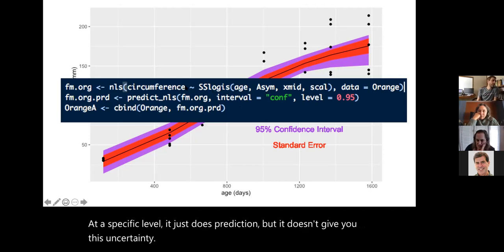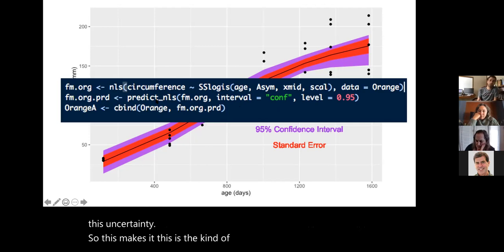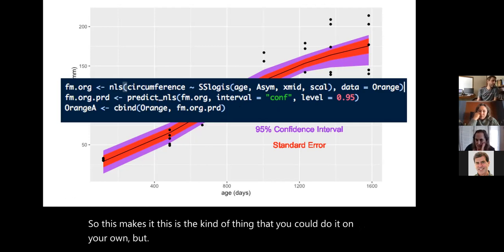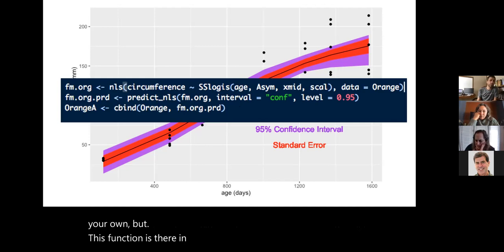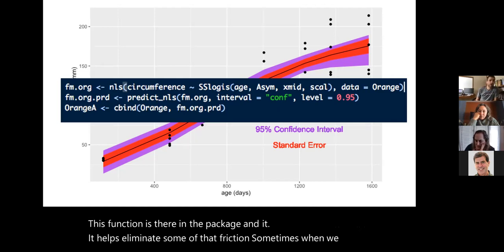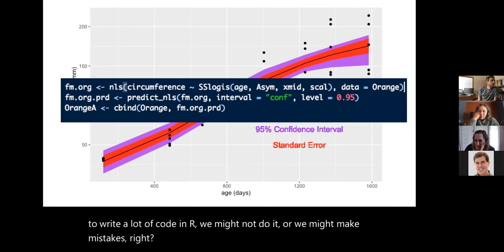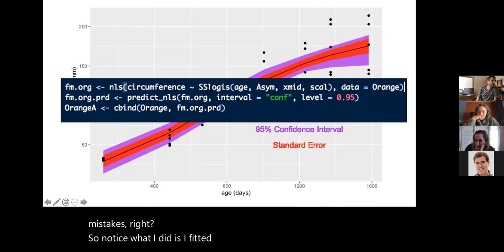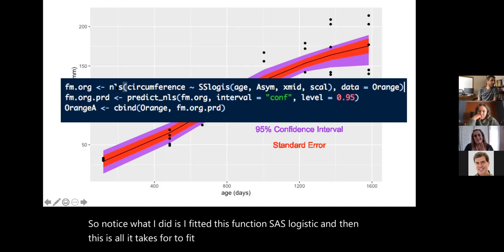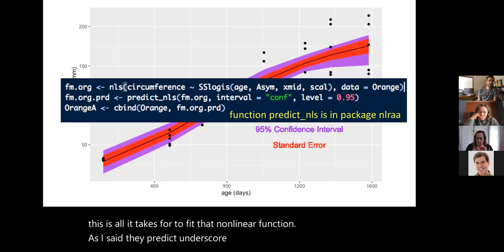This is the kind of thing that you could do on your own, but this function is there in the package, and it helps eliminate some of that friction. Sometimes when we have to write a lot of code in R, we might not do it, or we might make mistakes, right? So notice what I did is I fitted this function SSlogistic, and this is all it takes to fit that nonlinear function. As I said, the predict_nls is in package nlraa.